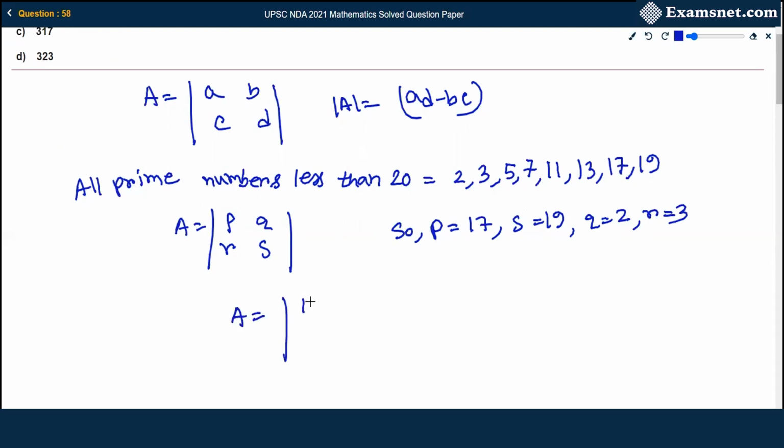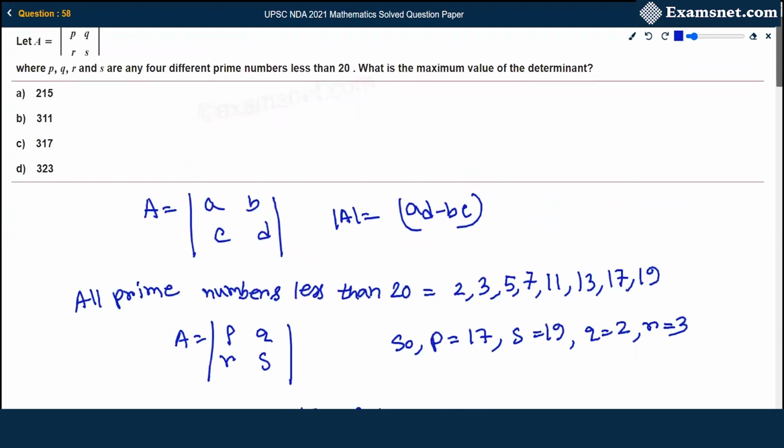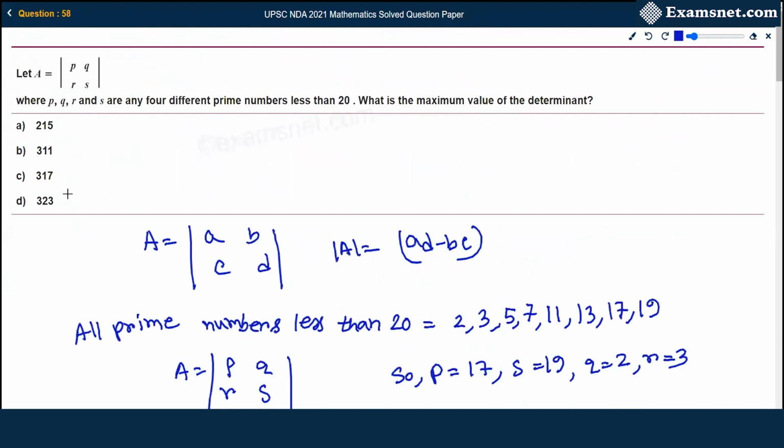A becomes 12, 2, 3, 19. Okay, it's not 12, sorry, it's 17. Let's make the correction, it's 17. 17 multiplied by 19 minus 2 multiplied by 3. So 323 minus 6, that means 317. So here, what is the maximum value of the determinant? We got 317 as the answer. Let's check with the options. Yes, option C is the correct one.